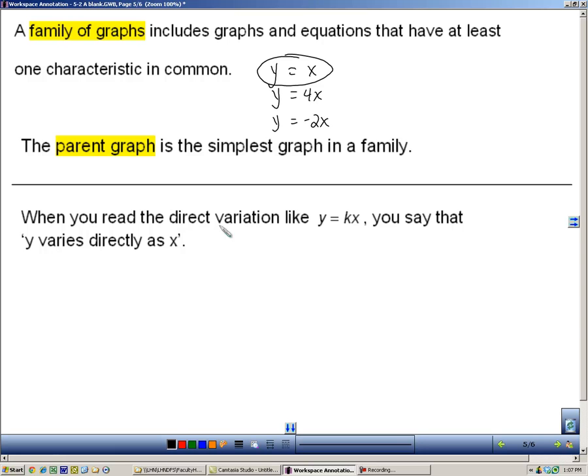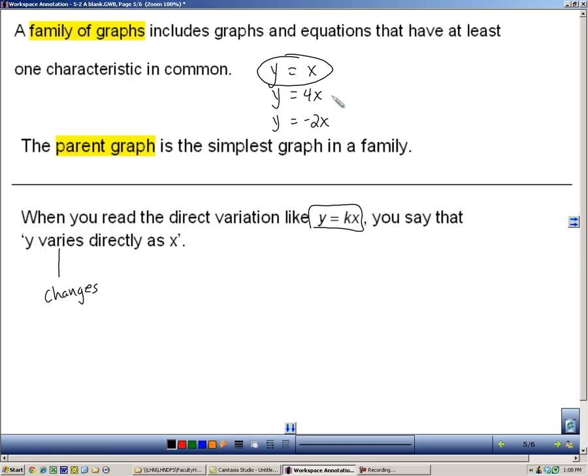When you look at a direct variation that's in this form, you should think of the sentence, y varies directly as x. What does that mean? That means y changes. That's what varies means. Y changes directly as the x changes. And the k is the number that decides how the y changes.